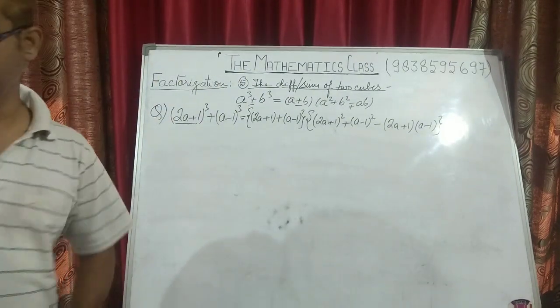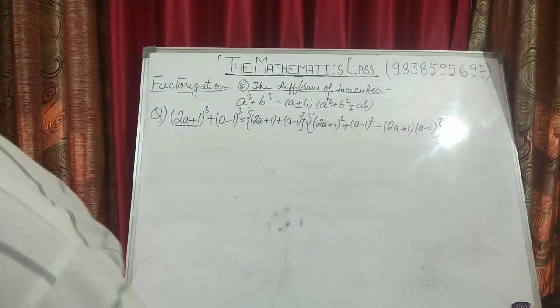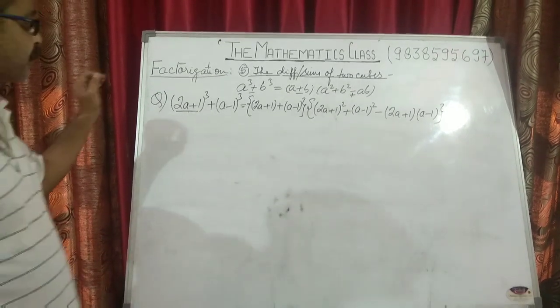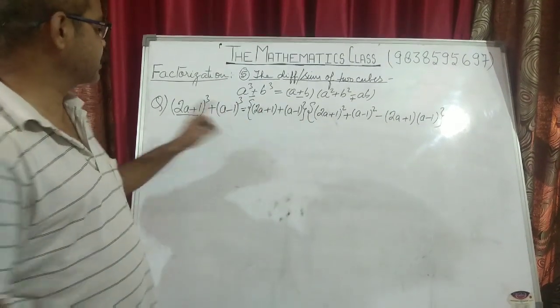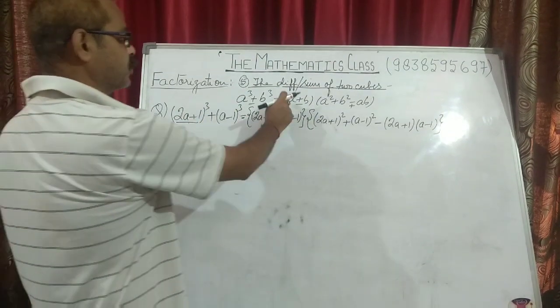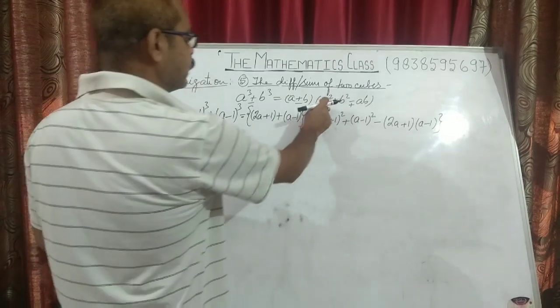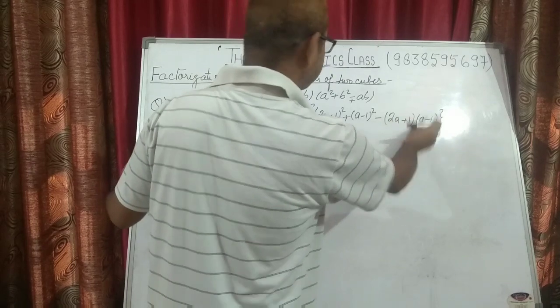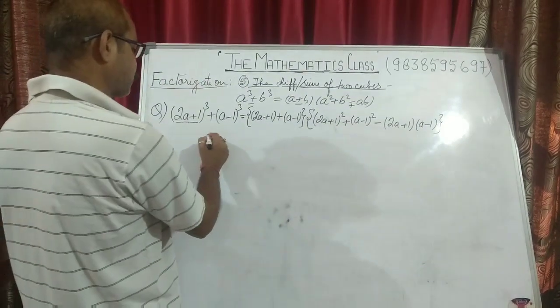This is the general expression in which we are going to write it. Now 2a, this is written in the form of a cube plus b cube. A cube plus b cube is equal to a plus b, a square plus b square minus ab. Now we have to just solve this out.